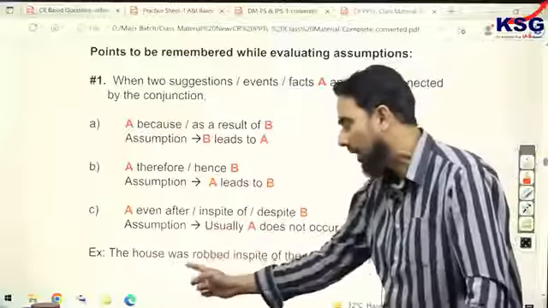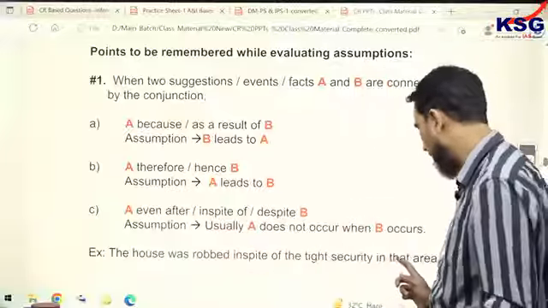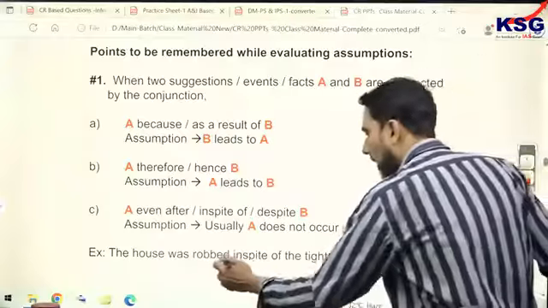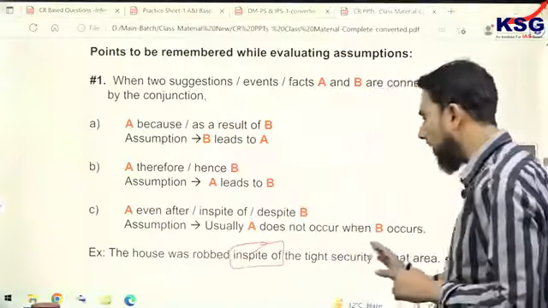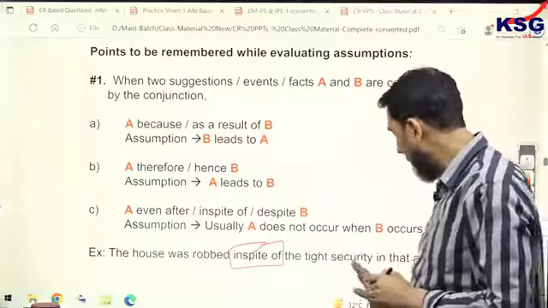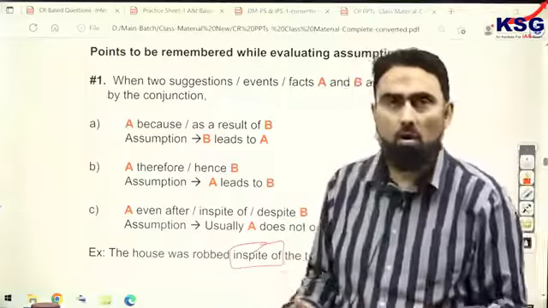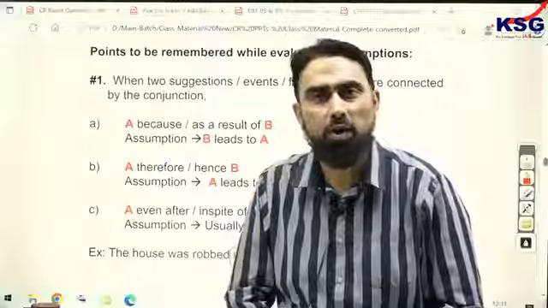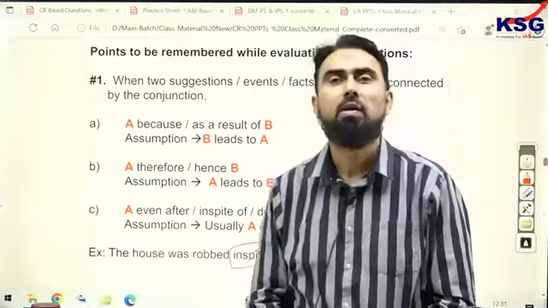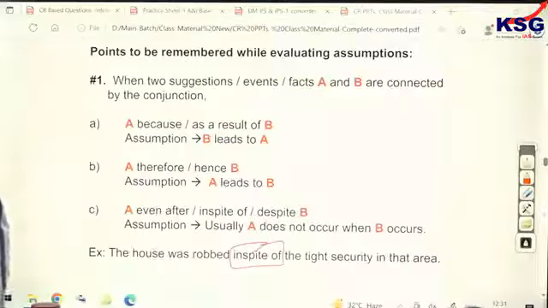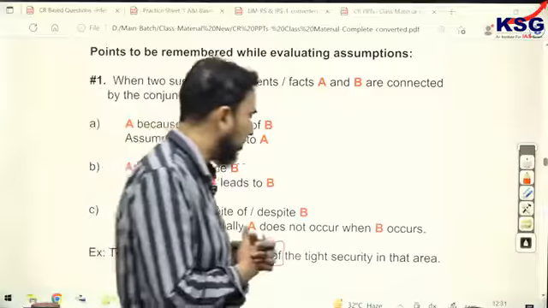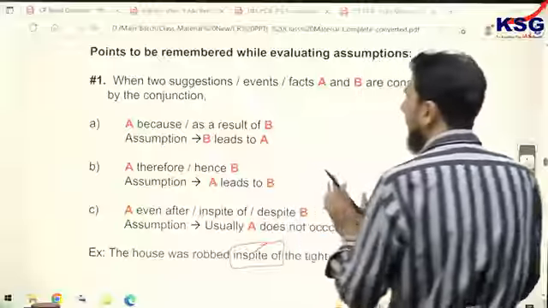For example, the house was robbed in spite of the tight security in that area. It means the valid assumption is that tight security does not allow a robbery to take place. Yes, tight security in fact checks robbery, right? So it is a deterrent to robbery, and this is the valid assumption.